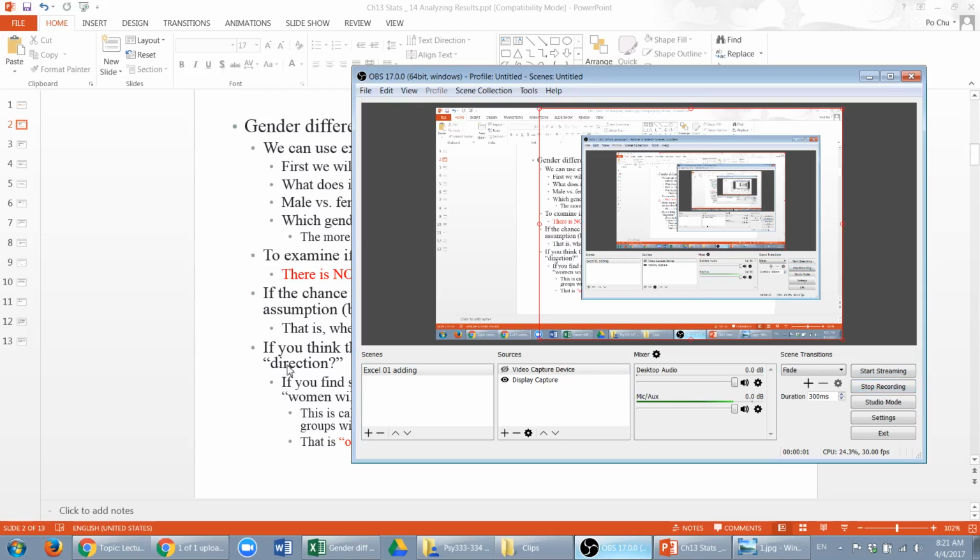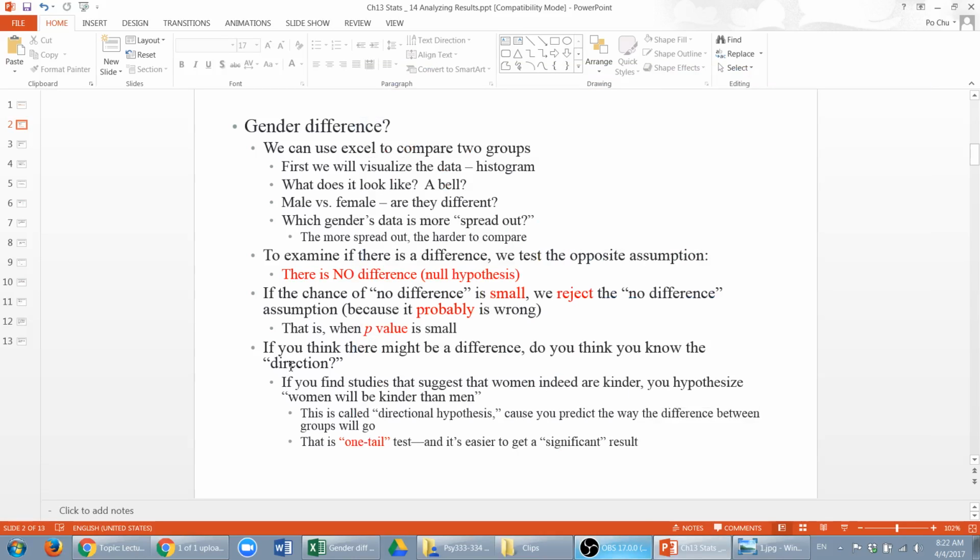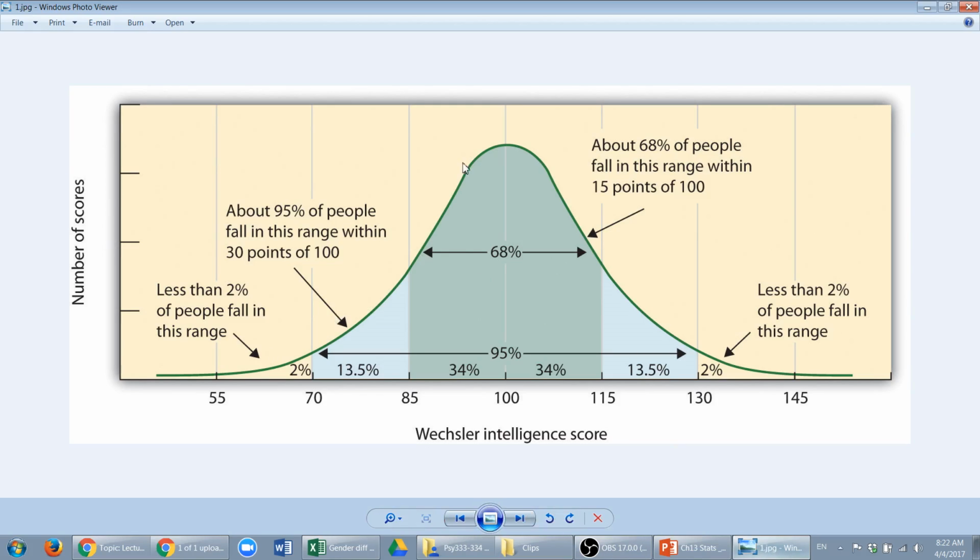Okay, now another thing I don't want to spend too much time on, I just want to touch some bases, is one-tail versus two-tail test. Look at this. This is again a normal distribution. Now, if we compare two samples, actually we are comparing two populations, and we say they are really different. So, for example, we compare these gender differences, right?